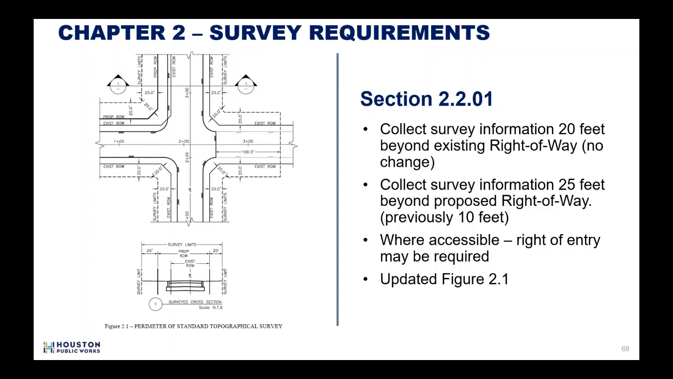All right, here is one actual change to requirements. We have expanded the required limits for collecting survey information for projects with the city. Previously, I think everything beyond the existing or proposed right-of-way, we were supposed to get up to 20 feet outside of that. It is still 20 feet outside of existing right-of-way, but for proposed right-of-way, we'd like to go 25 feet to capture more information that is required mostly for doing the acquisition of the parcel.